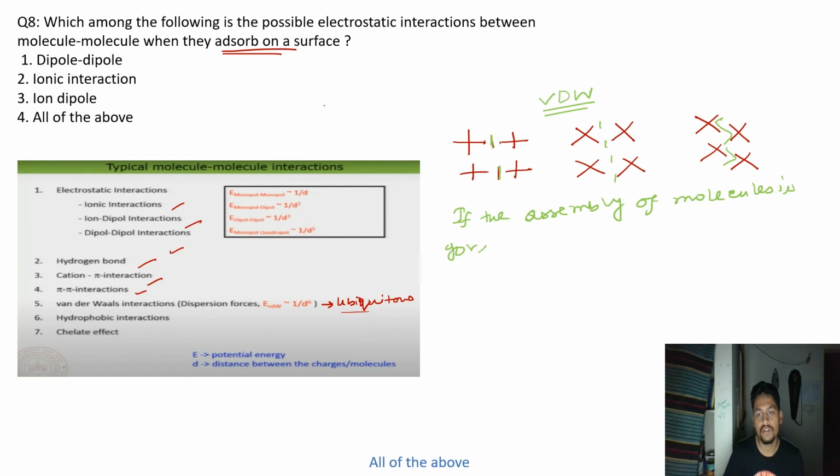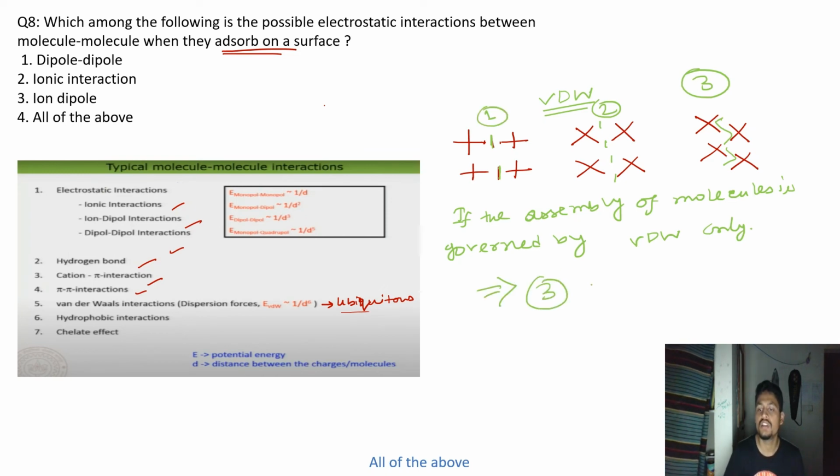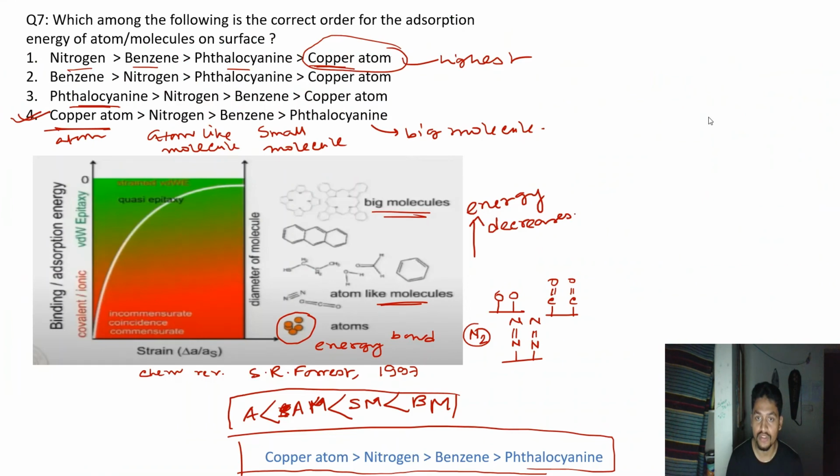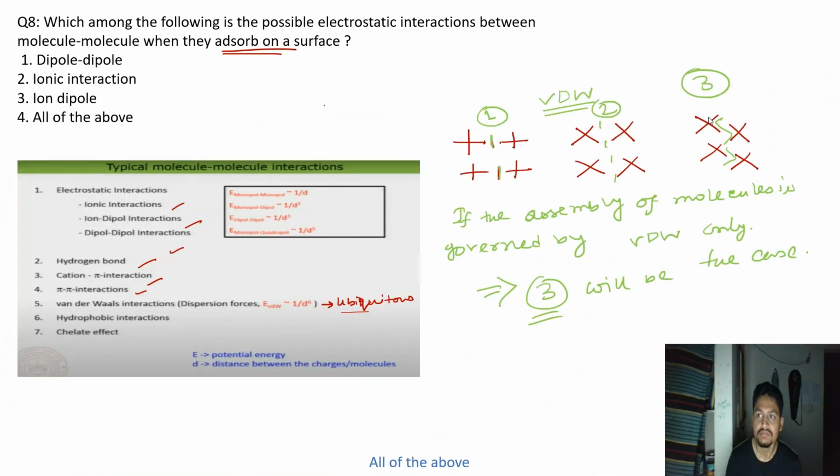is governed by van der Waals only, let's say this is number 3, this is number 2, this is 1. So only then 3 will be the case. This will be the arrangement if it is only governed by the van der Waals, and that is what actually happens for the trimesic acid or the benzoic acid 1,3-mesobenzoic acid, like that.